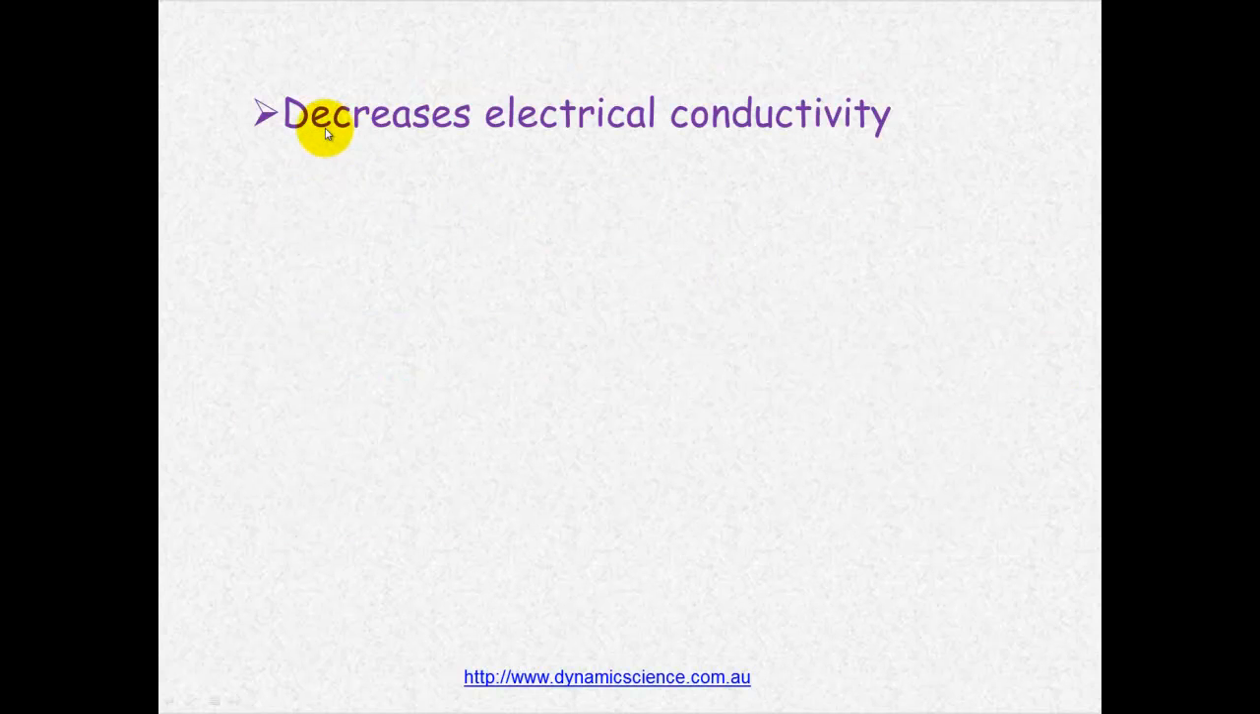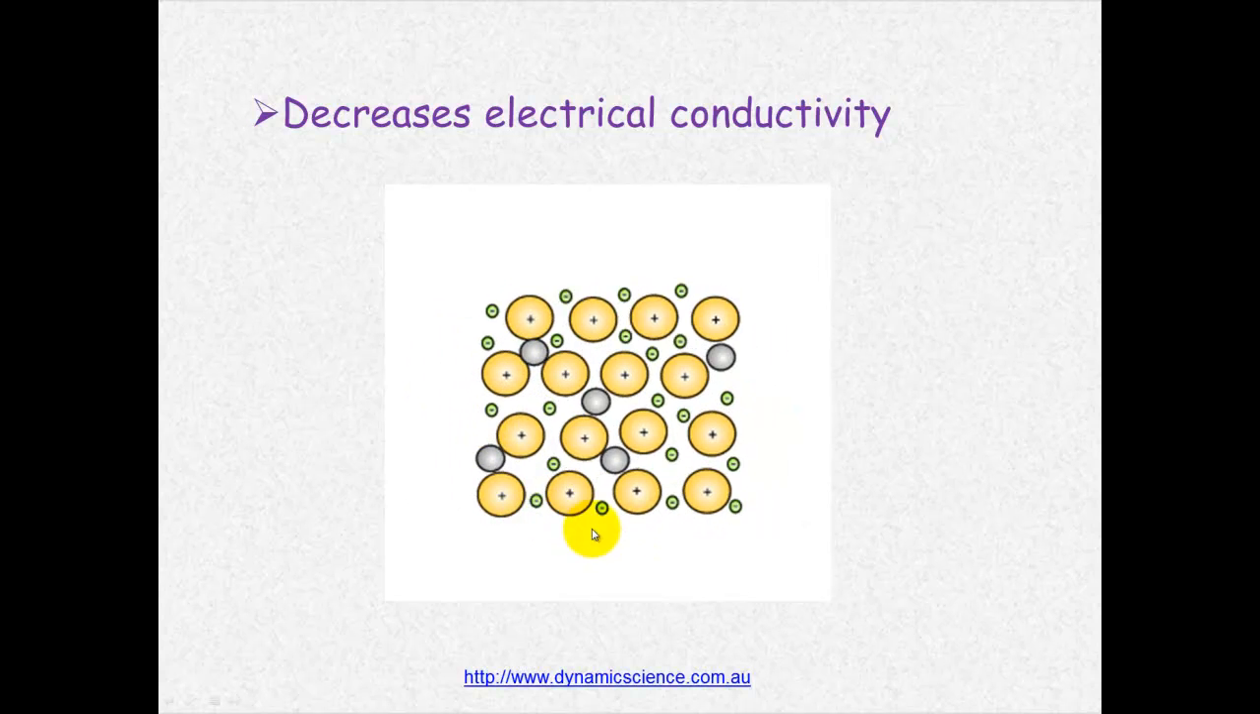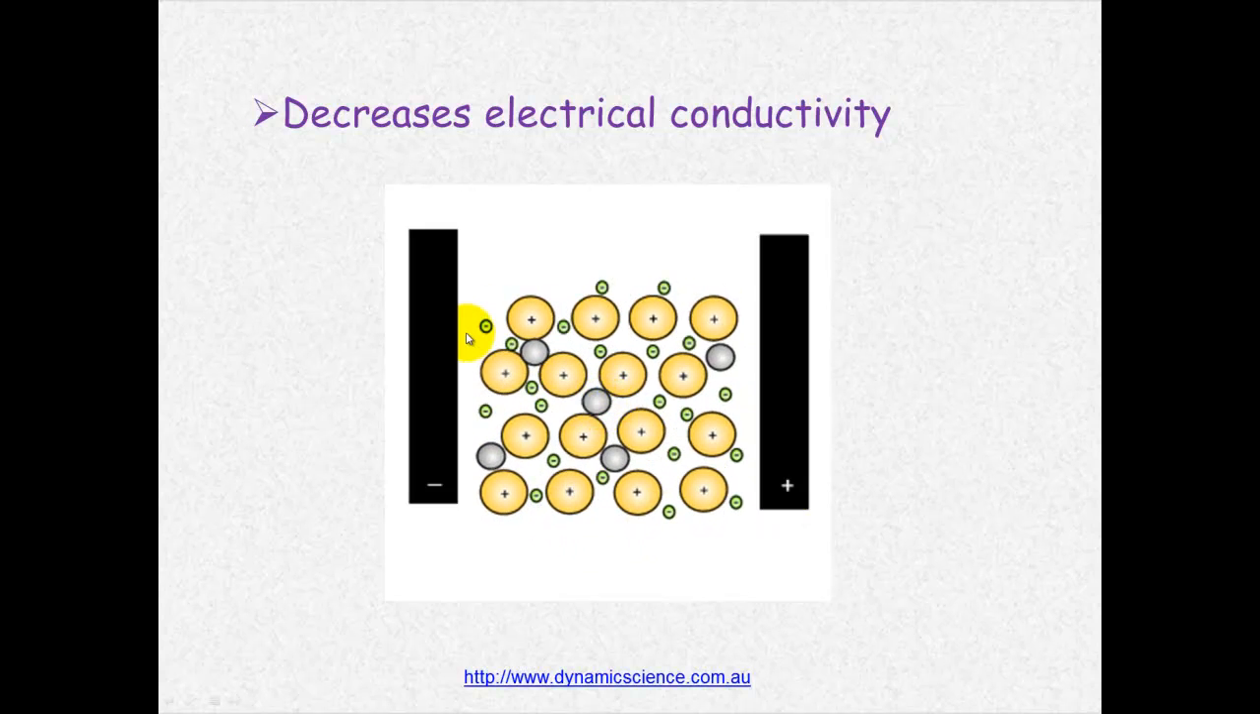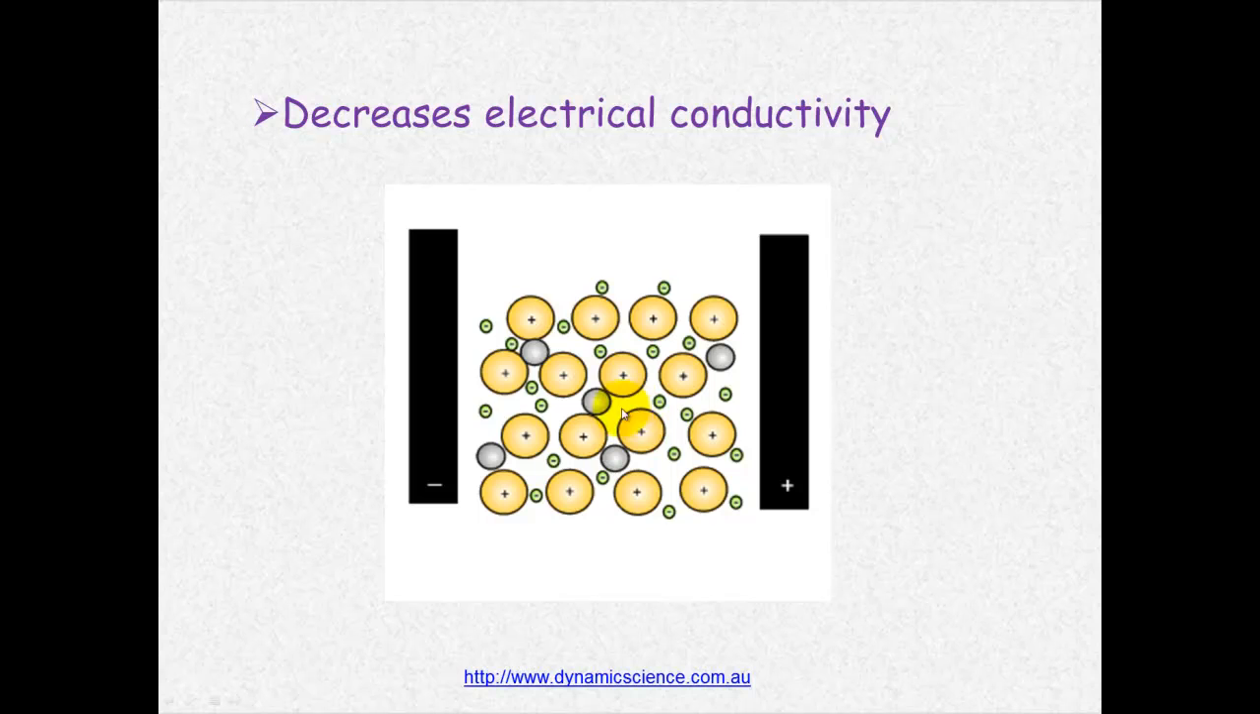Interstitial alloys also have decreased electrical conductivity. When you have a look, you'll see that an interstitial alloy has obstructions here. The carbon or the interstitial component creates an obstruction to the electron flow. And so these obstructions here prevent the smooth flow of electrons through the metal and thus reduce electrical conductivity.